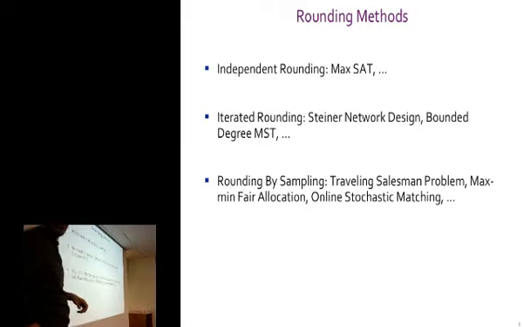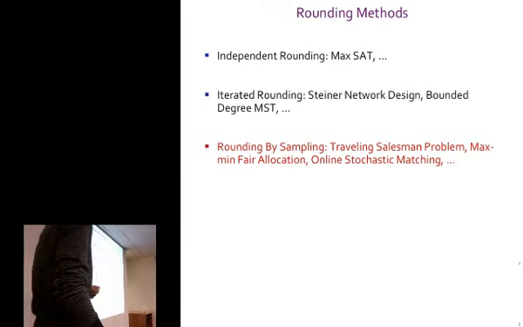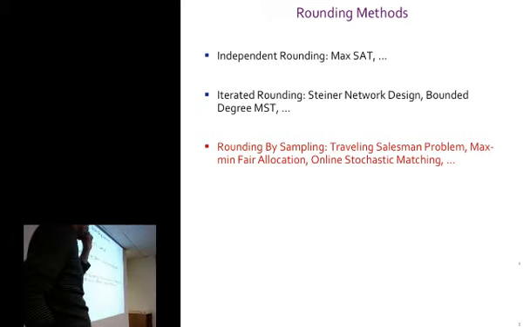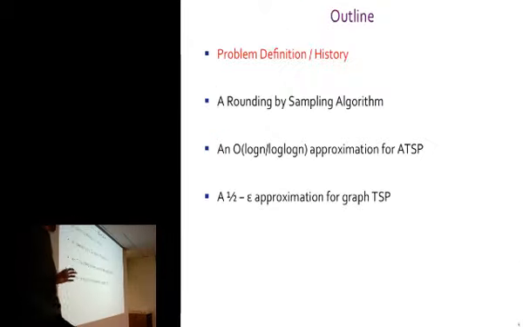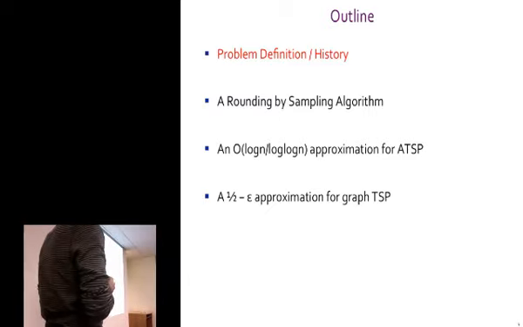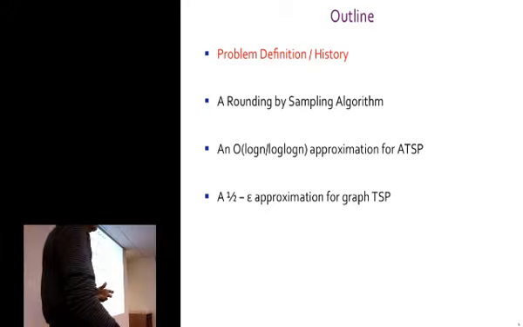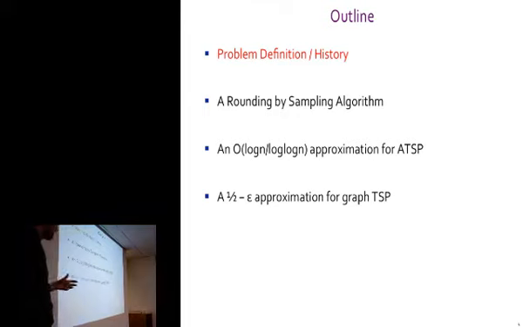But today I will talk about the rounding by sampling method. This method has been used more recently for a variety of problems, including traveling salesman problems, maximum fair allocation, matching problems, and online matching problems. But today I will mostly talk about the application to the traveling salesman problem. Here's the outline. First, I will define the problem. Then I will define the rounding by sampling method, and show you how we can design an algorithm based on it for the traveling salesman problem. Finally, I will give approximation algorithms for the asymmetric and symmetric versions of TSP.